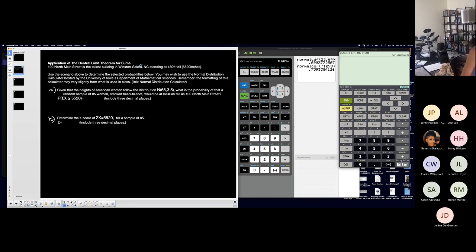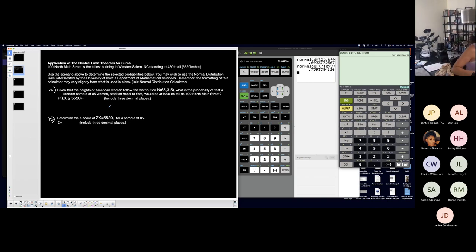You may wish to use the normal distribution calculator hosted. We don't need that because we have our stuff. Remember, the formatting of this calculator may vary slightly, so they must have taken this from somewhere else. You guys don't have to use it. Yeah, I see why you guys are having a weird time with this one.